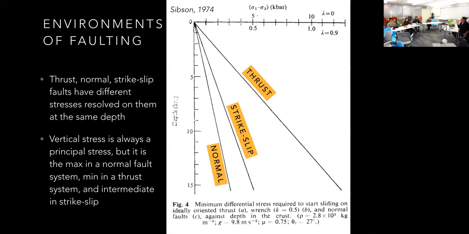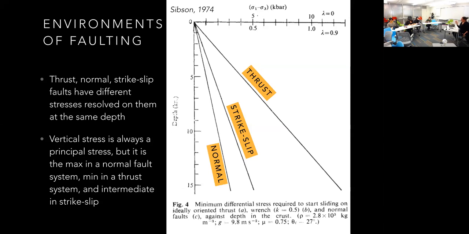So Simpson 74, what he did, he recognized something that was quite handy, which is that when you're in the near surface environment, which he's extended to include the entire brittle zone apparently, the vertical stress is going to be one of your principal stresses. That's because the Earth's surface is a free surface and you can't have shear stress resolved along it. So at the Earth's surface, the vertical stress is one of the principal stresses. But it could be your maximum or it could be your minimum principal stress. You don't necessarily know which one it is.